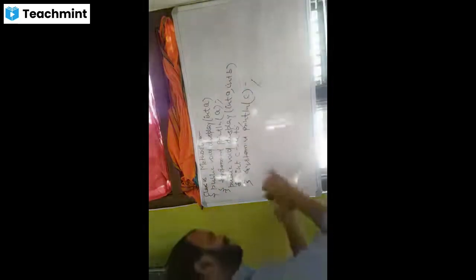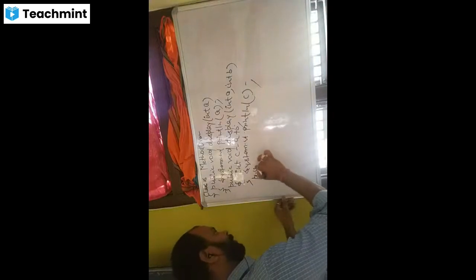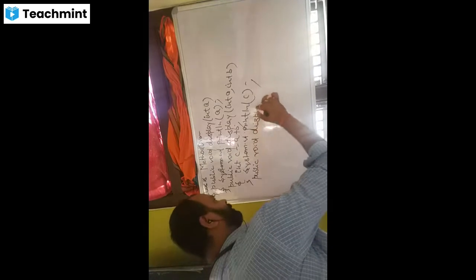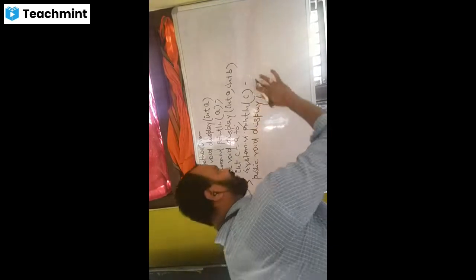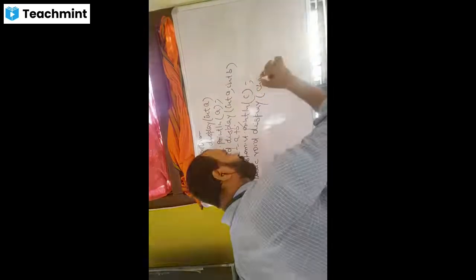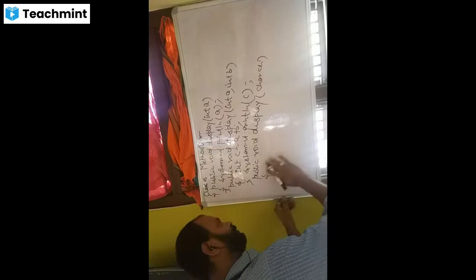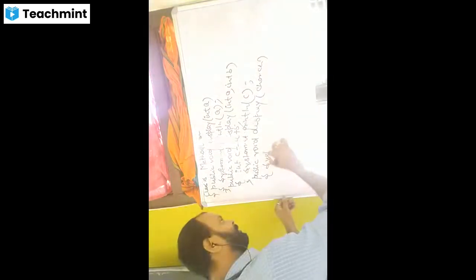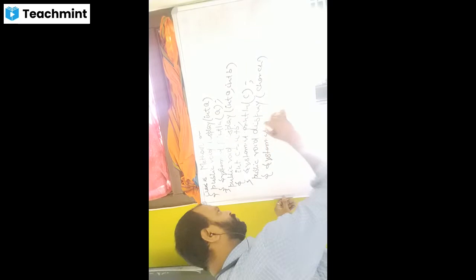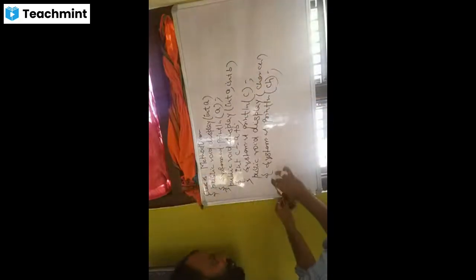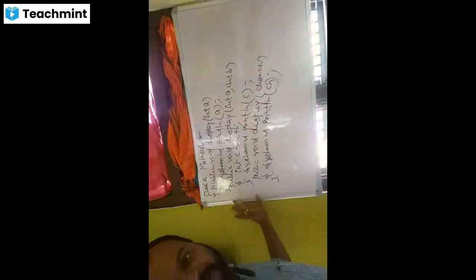One more method we will create: public void display. This time we have one character ch, and we are only printing it: System.out.println(ch). The board is visible to all. You can see each and everything.